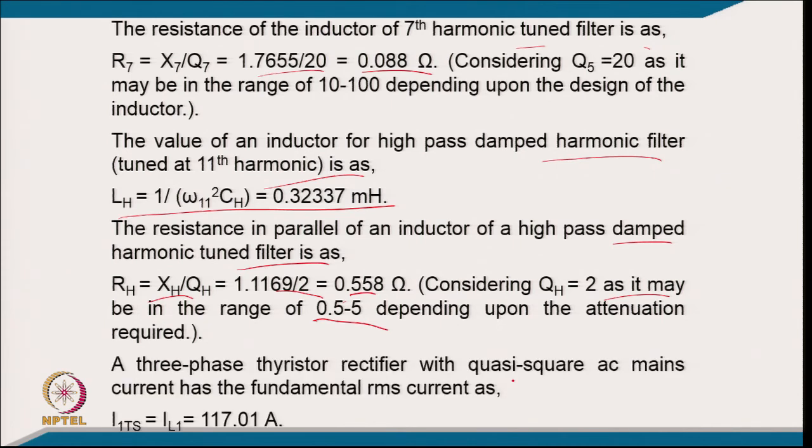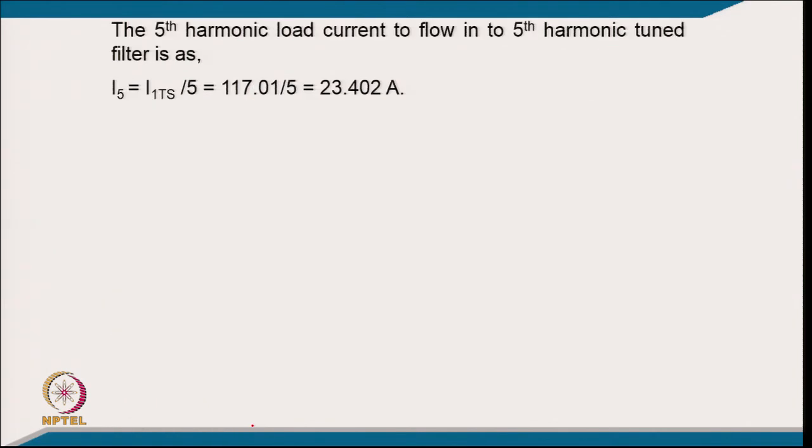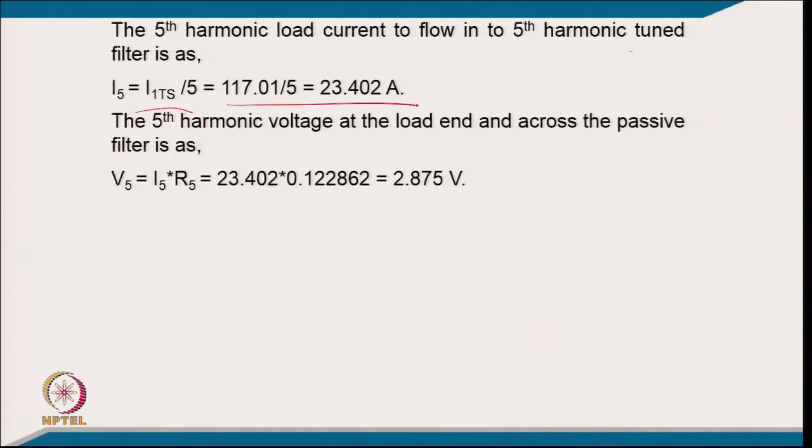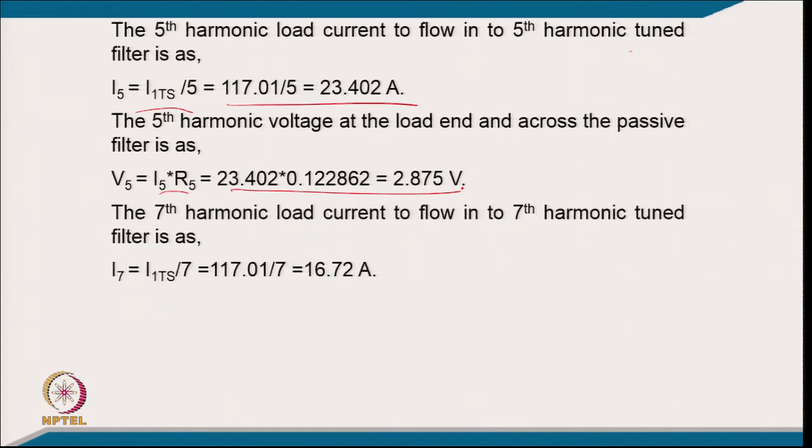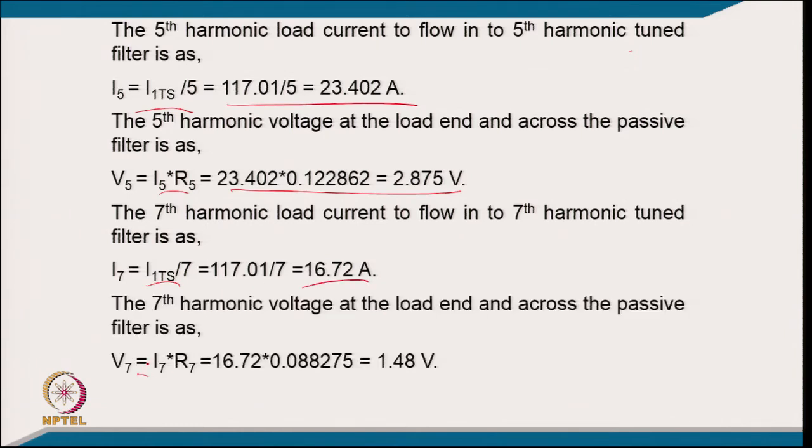And the 3 phase thyristor rectifier with the quasi square wave AC mains current has a fundamental RMS current typically 117.01, and the 5th harmonic current to flow into the 5th harmonic filter is I1 divided by 5. So, it is 23.402 ampere, and the 5th harmonic voltage across the passive filter will be I5 R5. So, putting the value it comes 2.875 volt, and the 7th harmonic current of the load which has to flow into the filter is typically 16.72 ampere, and the voltage for the 7th harmonic will be V7 equal to I7 R7.